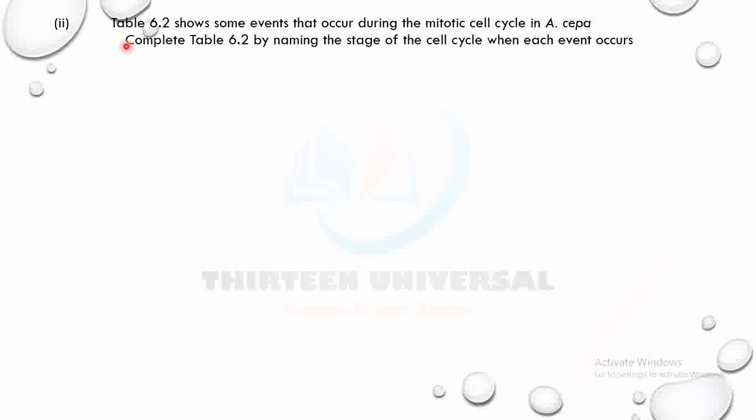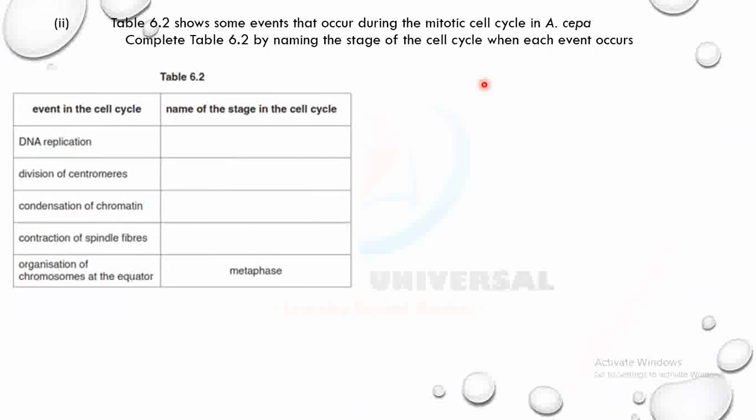That's too much. Table 6.1 shows some events that occur during the mitotic cell cycle in A. cepa, onions. Very good, it has antimicrobial activity. Complete table 6.2 by naming the stage of the cell cycle when each event occurs. Oh my gosh. Okay, now pause this video and try it. In which stage does DNA replication occur? Of course, this is interphase. That's the S phase of interphase.